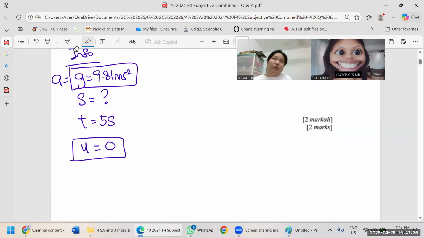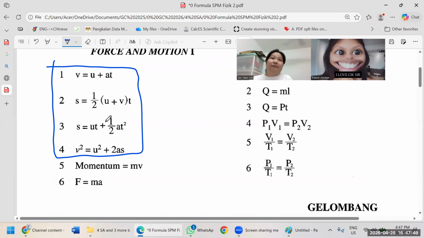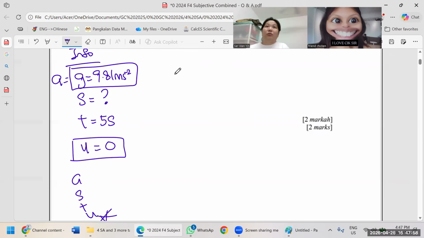Oh, I encourage you all to just write a, s, t, u, v at once, and then you follow. So we don't have v. Find a formula without v. Number 3, so copy this: s equals ut plus half at squared. So s equals u times 0, this one is 0, half.